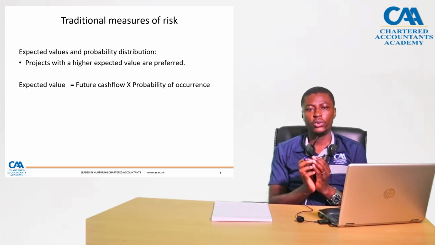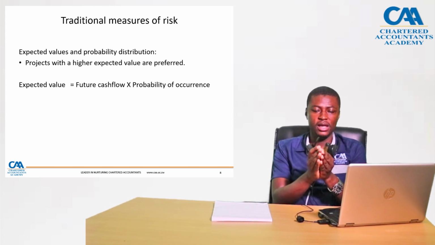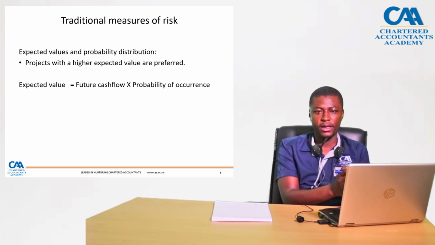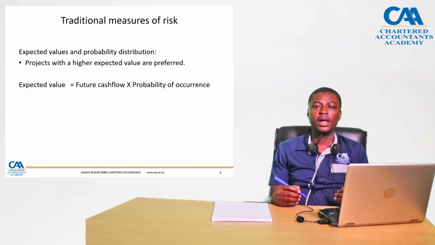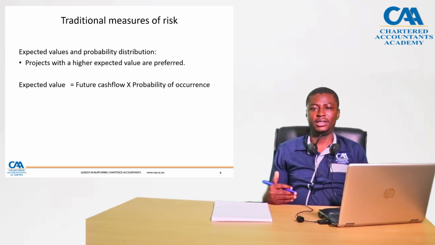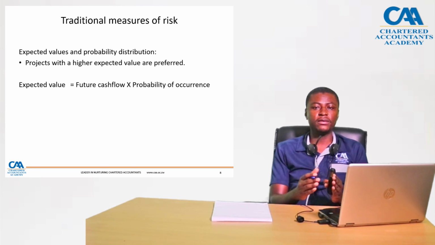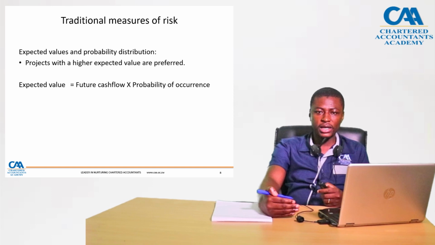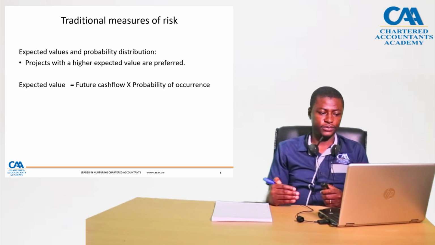So here the idea is, when I'm estimating future cash flows, I don't have 100% certainty that cash flow X is going to occur as is. So I can then attach probabilities to say in year one, I've got a 10% probability that the cash flow is going to be 10,000, and I've got a 90% probability that it's going to be 5,000. So that is the probability of occurrence. So the expected value is the future cash flow that I have projected multiplied by its probability of occurrence.